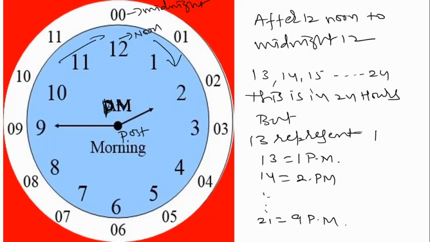So here, how do we write it? 13, 14, 15, 16, 17, 18, 19, 20, 21, 22, 23 and 24 is 00 hours. Like this, you can mention it. So in this way, we can easily learn the 12-hour and 24-hour clock.